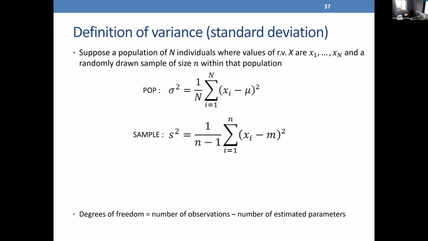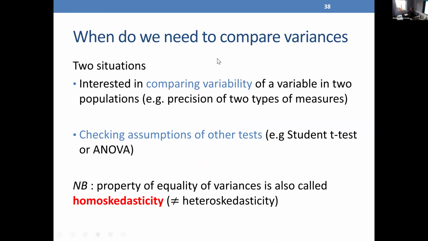So remember, what is the definition of variance? The variance is the square of the standard deviation. And what is the standard deviation? The square root of the variance. Suppose you have a population of n individuals where the values of the random variable are x1 to xn, and you draw a random sample of size n within that population.